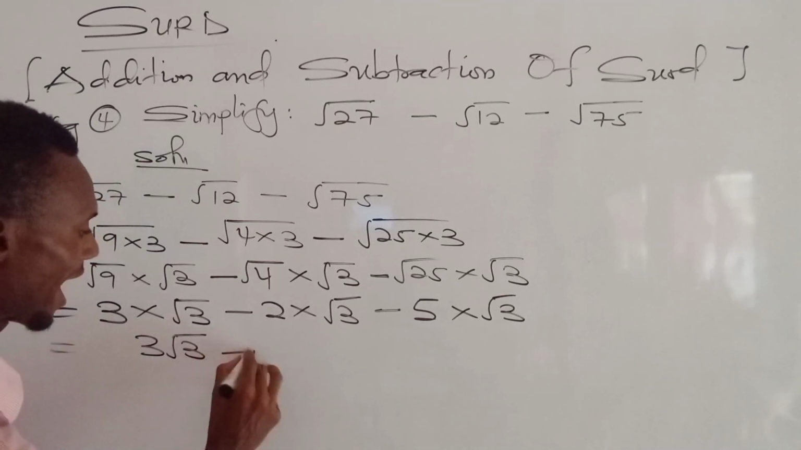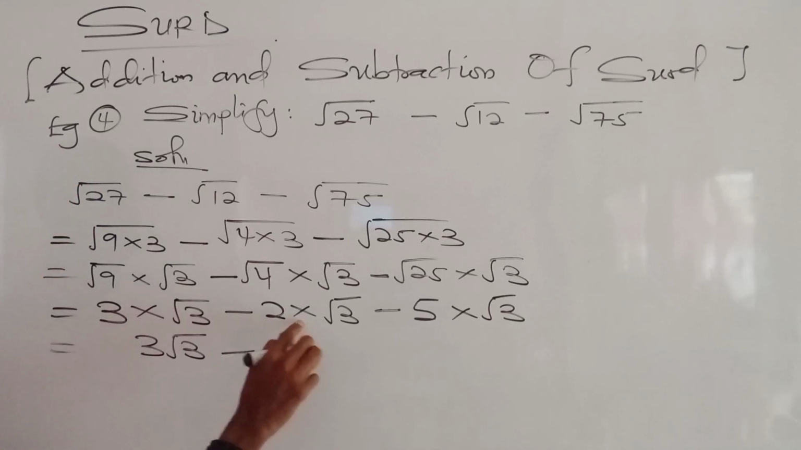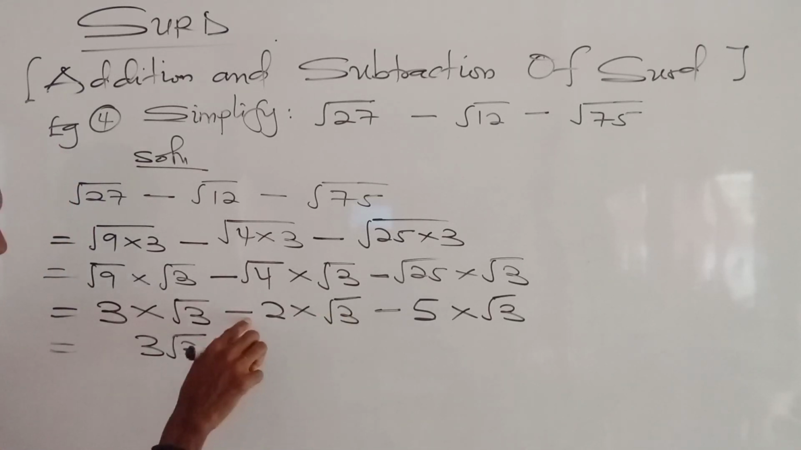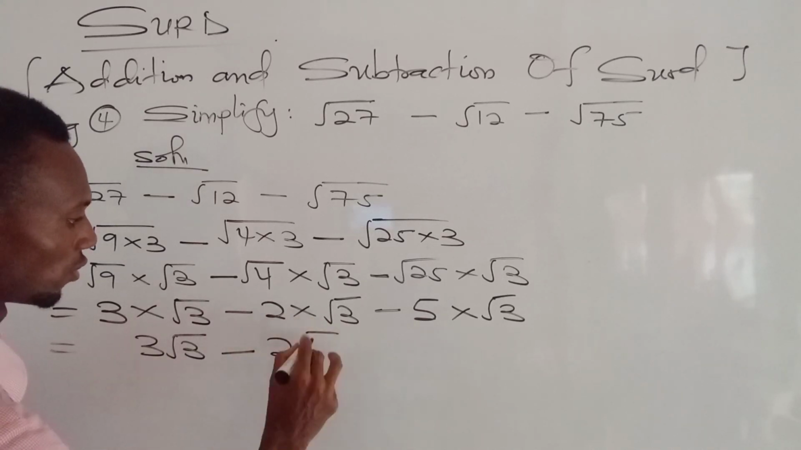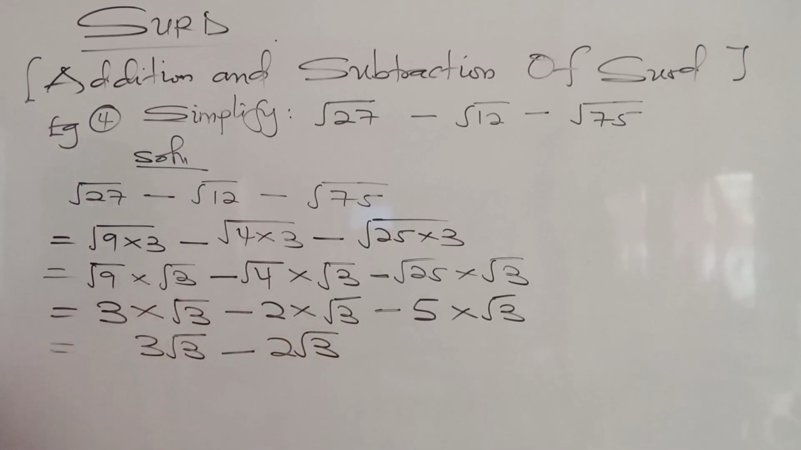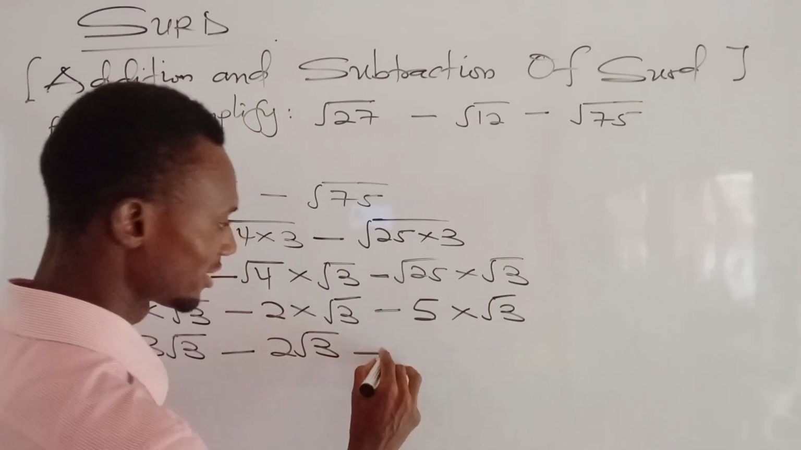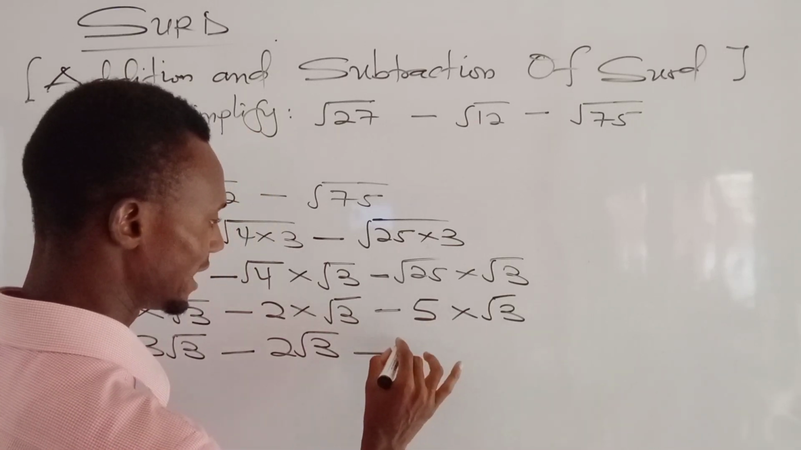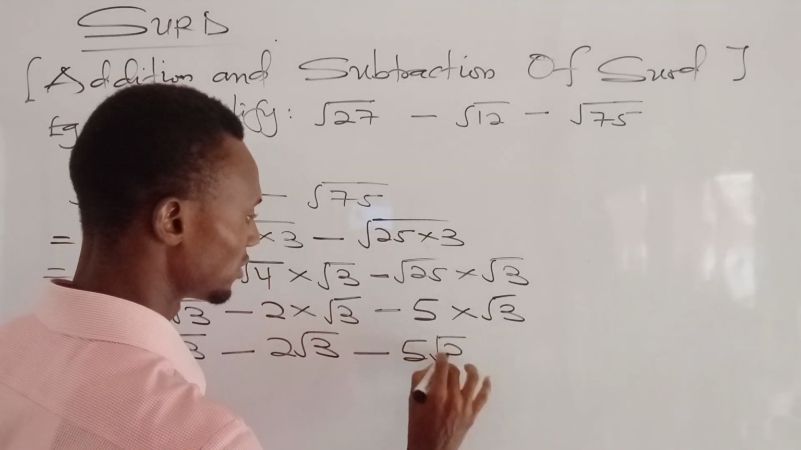Then minus: you bring your minus sign, which is here, minus 2 times root 3. So repeat your minus sign. 2 times root 3 gives 2 root 3. I hope you understand by now. Now we come here also. Your minus sign is here, so bring your minus sign. 5 times root 3 gives 5 root 3.